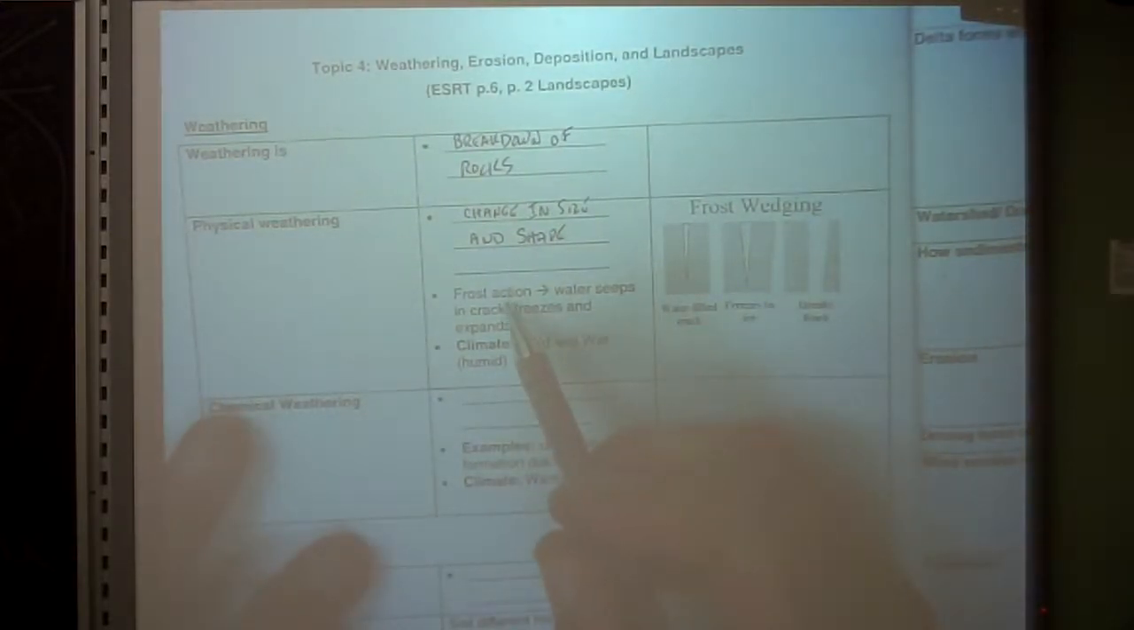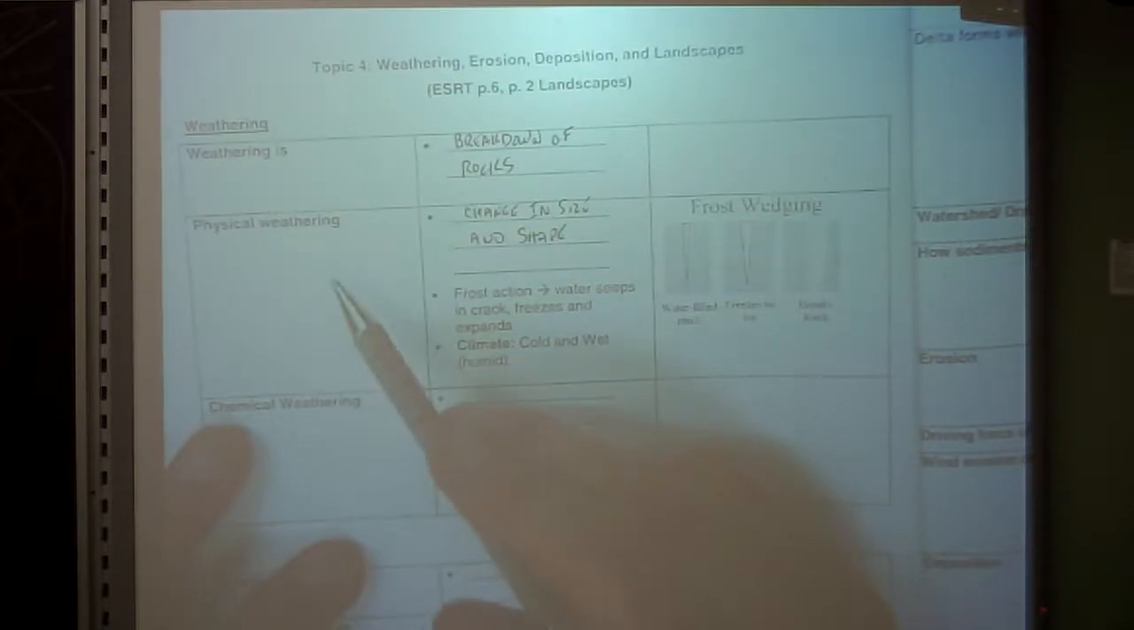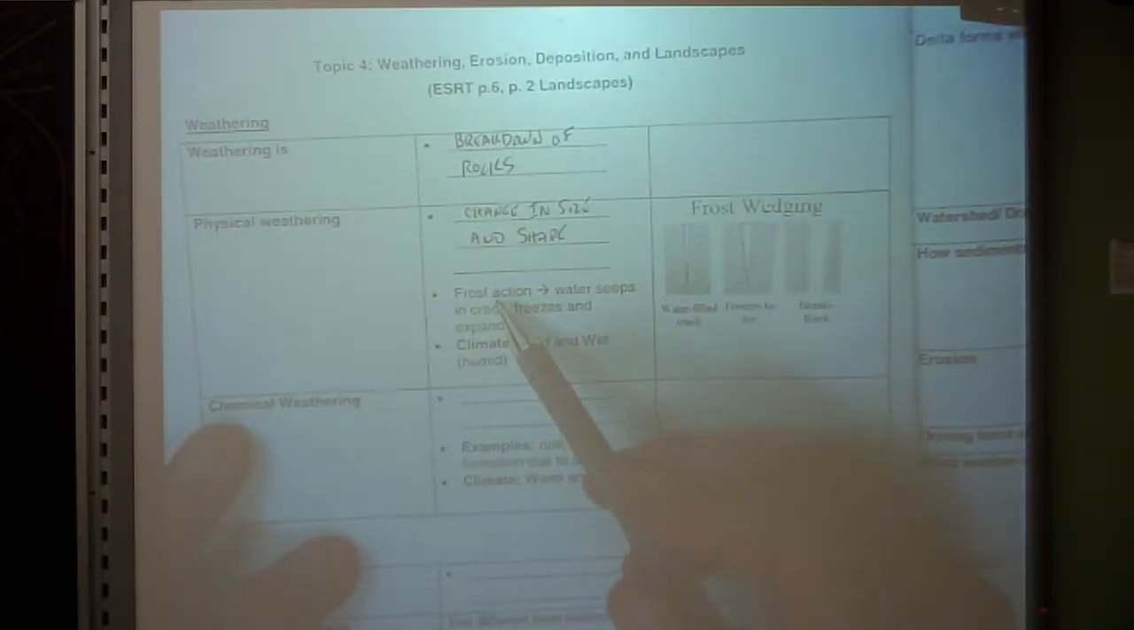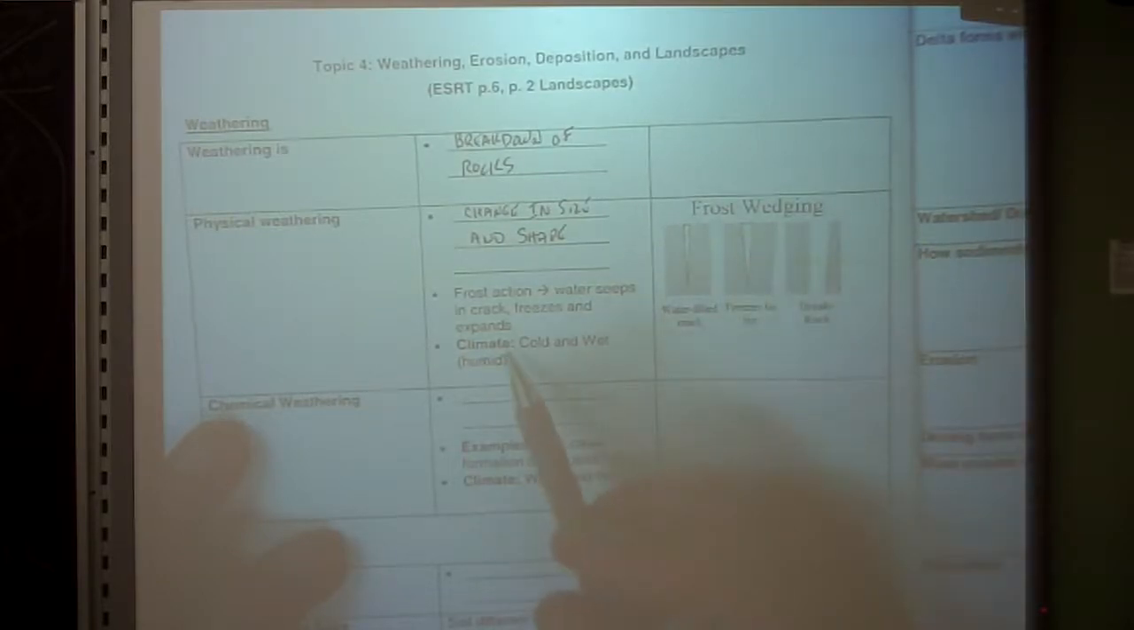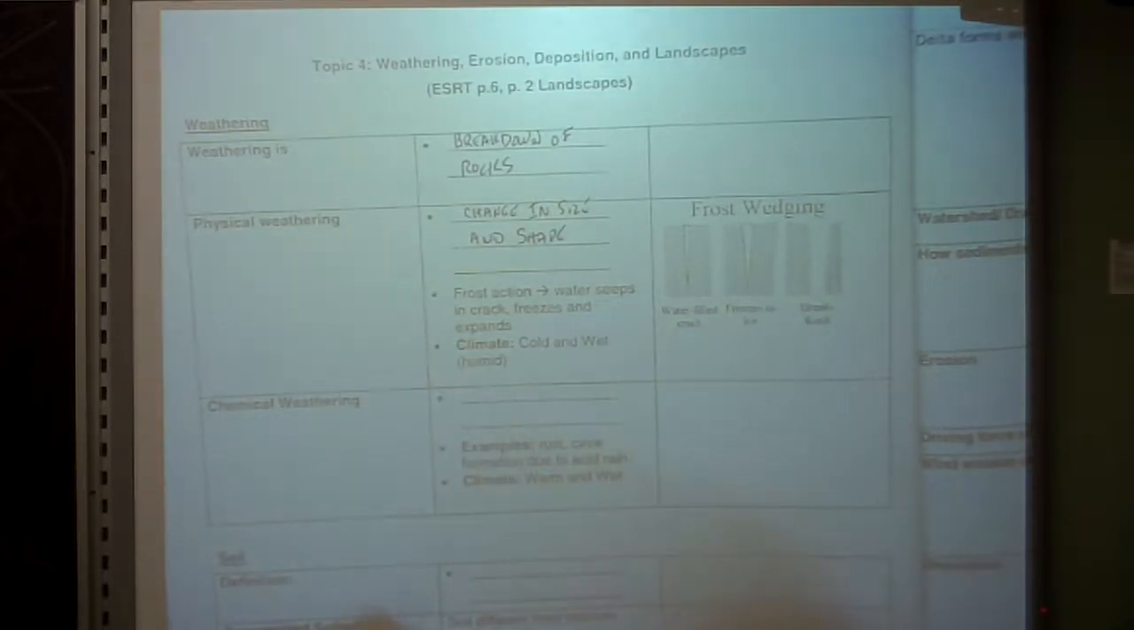And a couple things that were really important with physical weathering, one of the major things in New York State is frost action, where water seeps into cracks, it freezes, and when it freezes, it expands, and that cracks the rock open even more. The climate should be cold and wet, or humid. And we're going to find that that's going to be a lot different than chemical weathering. All right, so let's talk about chemical weathering.